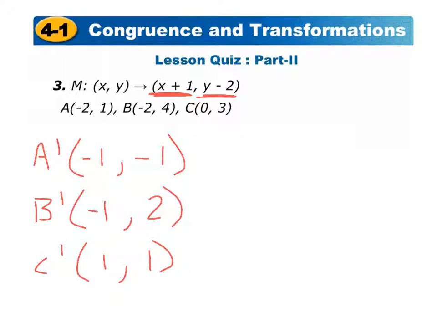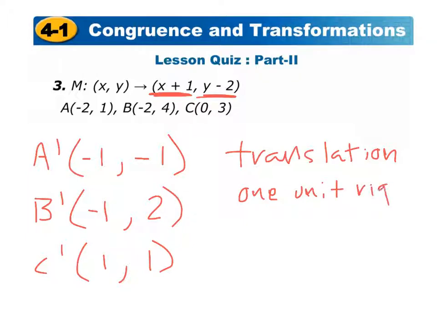So when we're adding to the x and subtracting from the y, what type of transformation is this? Translation, because we're just sliding the shape. So what direction are we sliding the shape? 1 unit to the right and 2 units down.